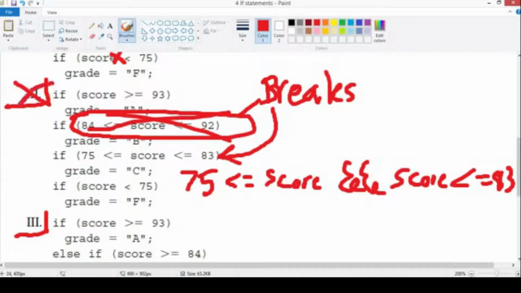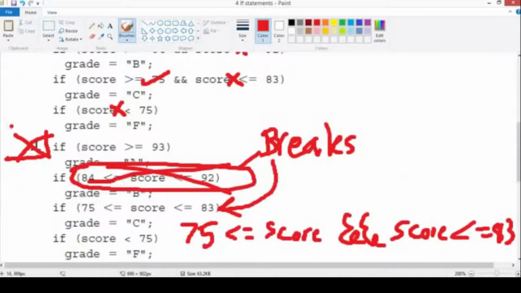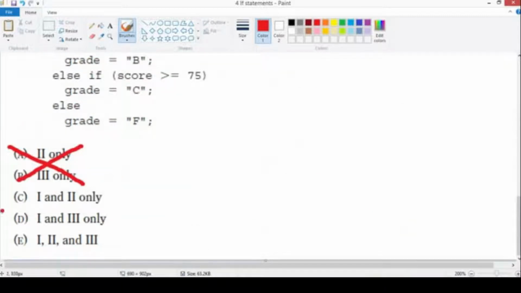2 is definitely not valid then, because it would break when you try to compile it. So if 2 is not valid, that means it can't be C because that includes 2, and it can't be E because that also includes 2. So we are left with D, and let's just go and confirm.